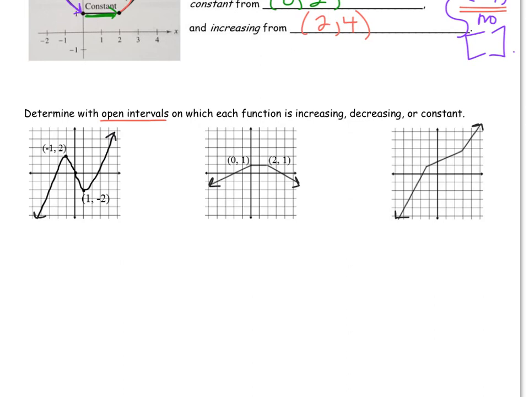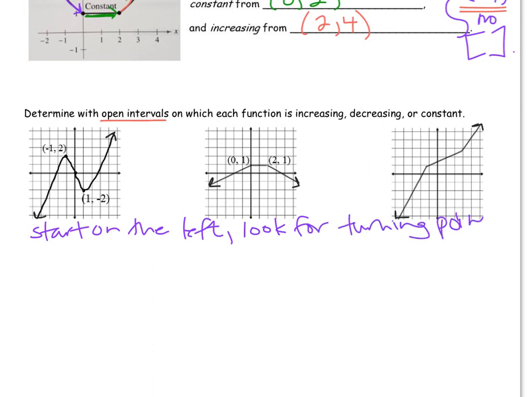And our rule to follow, remember everybody, start on the left-hand side, and then look for turning points. Does it actually change direction? So here's what I mean by that. In our first picture, on the left-hand side, we see that arrow towards the bottom. That means it's going towards negative infinity. So we're going to go ahead and write that in down here, negative infinity.